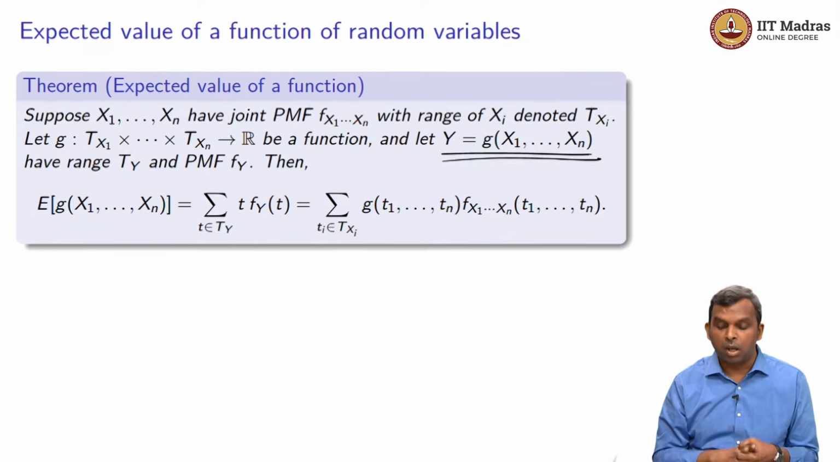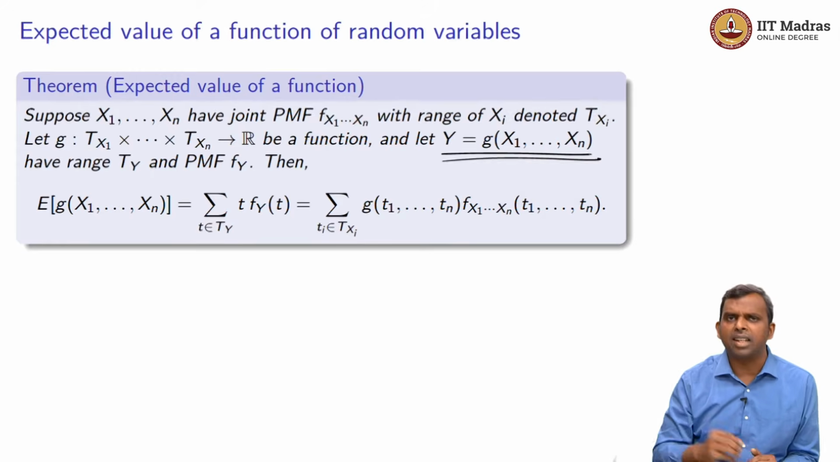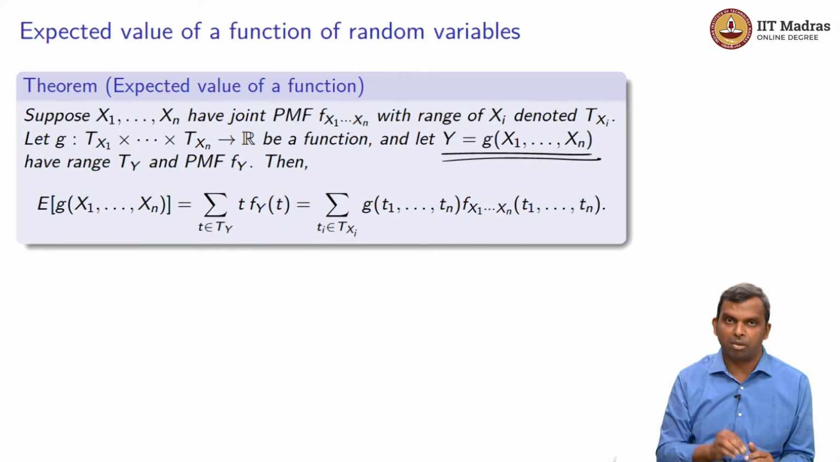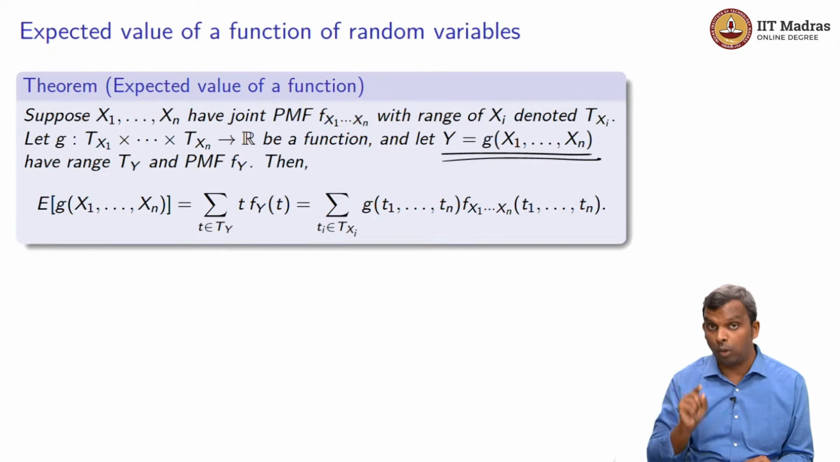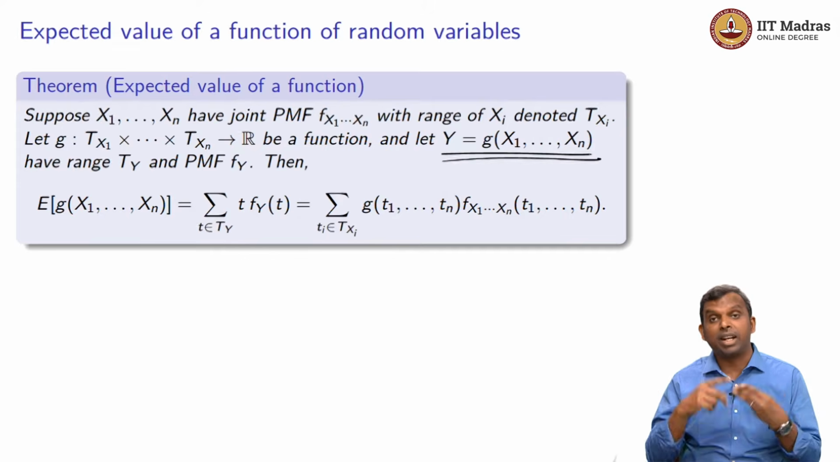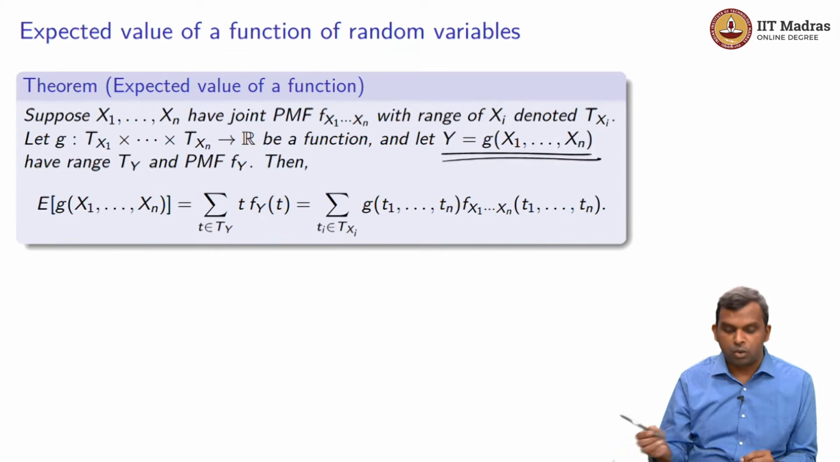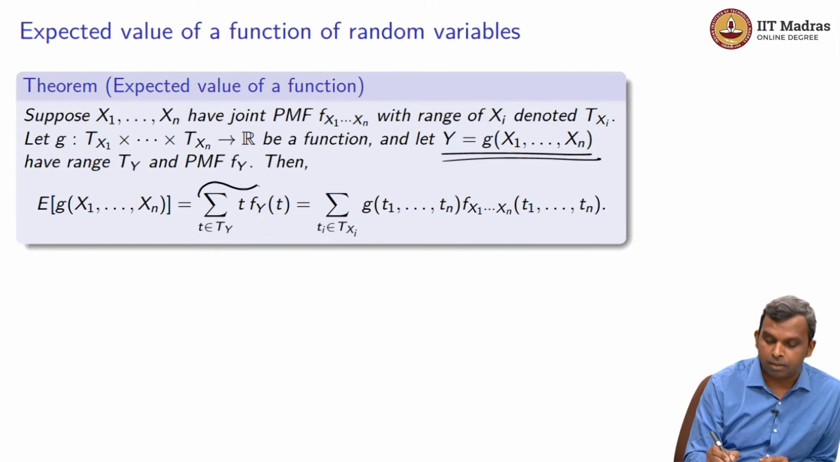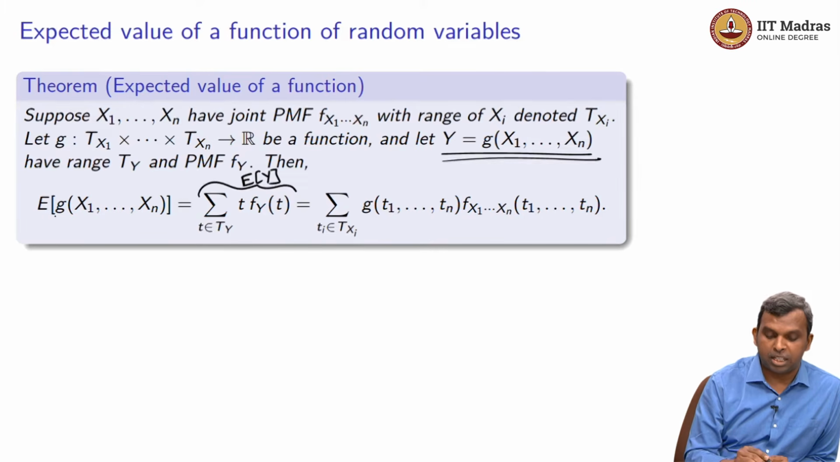Okay, so now once you give me a function like this, I can go and find out its PMF. I can find the PMF of y and the range of y. Okay, Ty and fy. Once I know Ty and fy, I can find its expected value, right? So expected value of y, right? So this is expected value of y, isn't it? If I want the expected value of g of x1, x2, xn, it's the same as expected value of y, and I might compute like this.